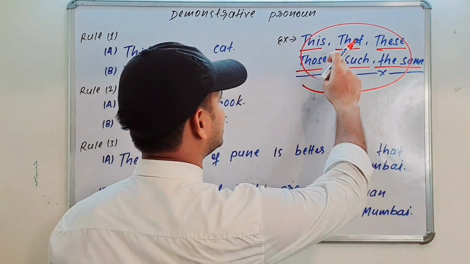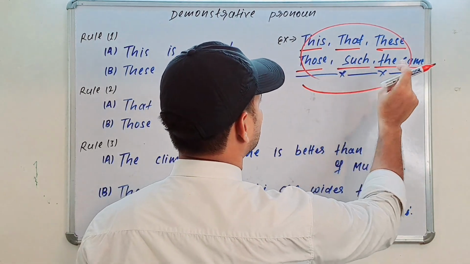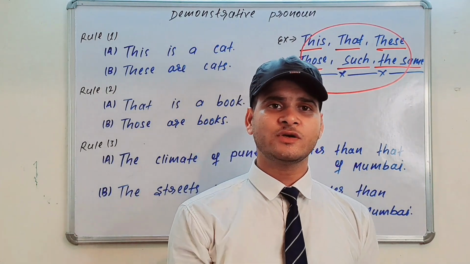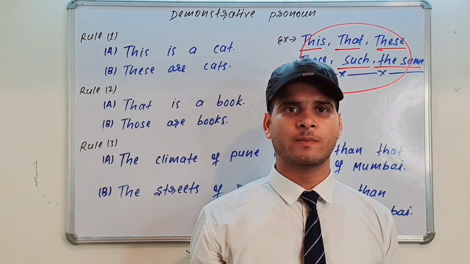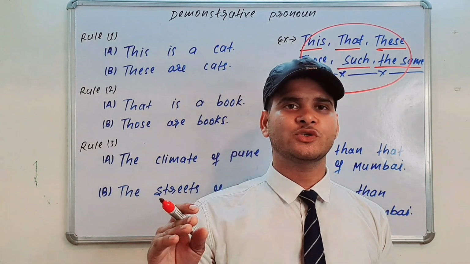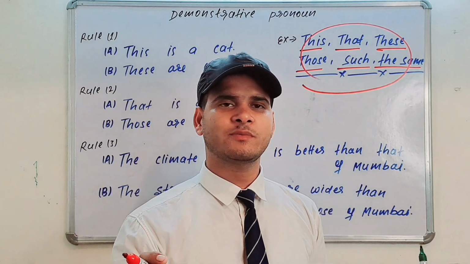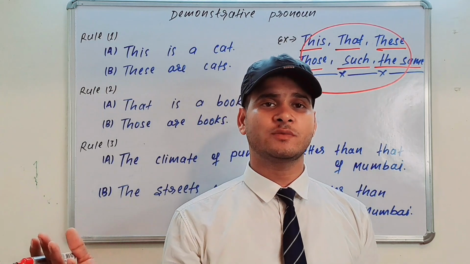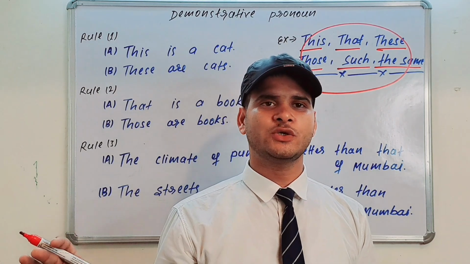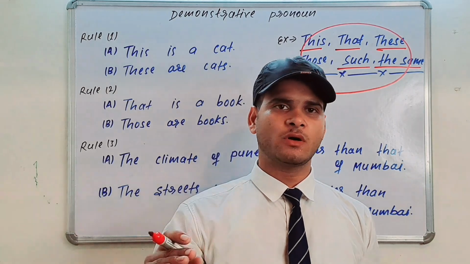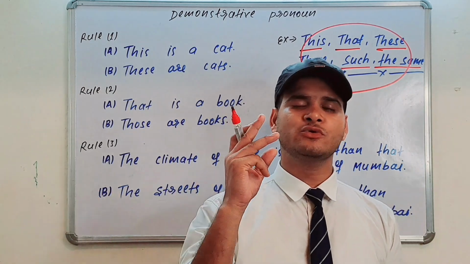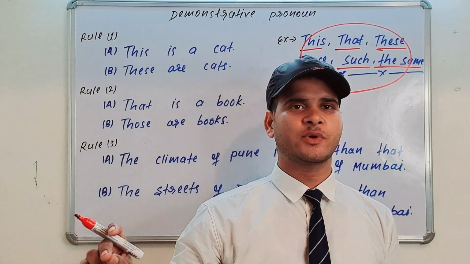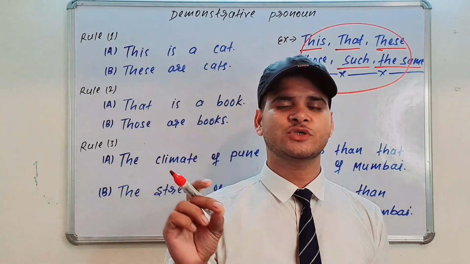Okay, so here this, that, these, those, such, the same. And first see here, there are two types of demonstrative pronoun. First one, singular demonstrative pronoun, and second one, plural demonstrative pronoun. How many types of demonstrative pronoun are there? Anyone can ask you, tell me the types of demonstrative pronoun. So you have to say there are two types of demonstrative pronoun: singular demonstrative pronoun and plural demonstrative pronoun.